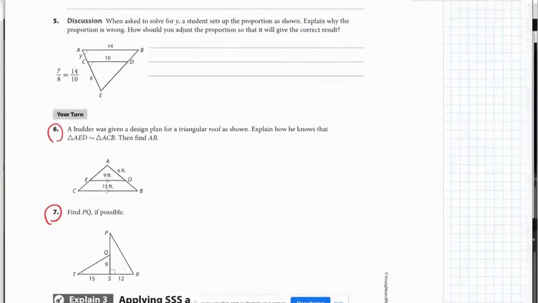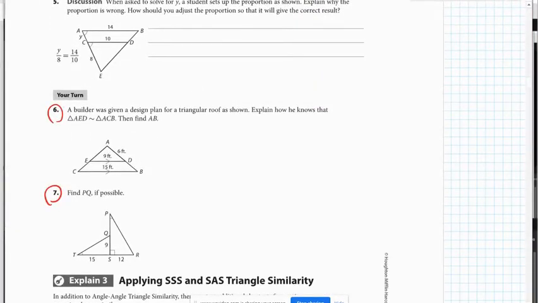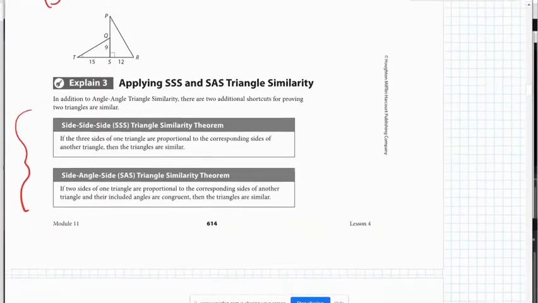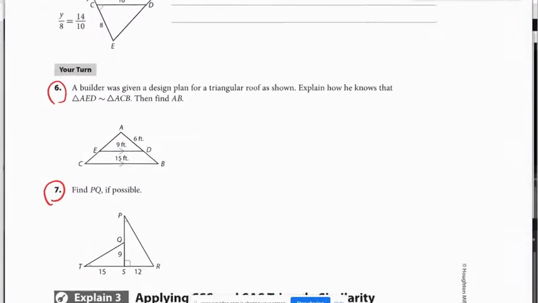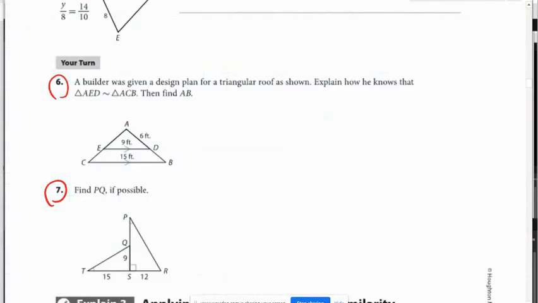Okay, so go ahead and try numbers 6 and 7 on page 614. Pause your video and try those out, and first show why the figures are similar, and then find the missing pieces. And this one we want to find AB, and this one we want to find PQ. So go ahead and pause your video, and then press play when you're ready to check your work.